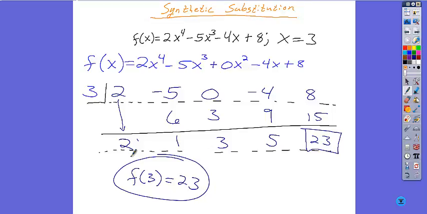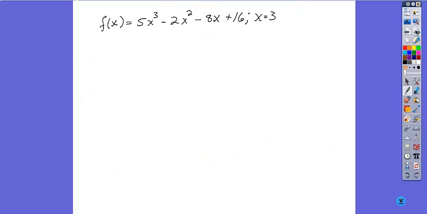Okay, so do you want to do one more as synthetic substitution real quick? So what's the degree here? 3, right?